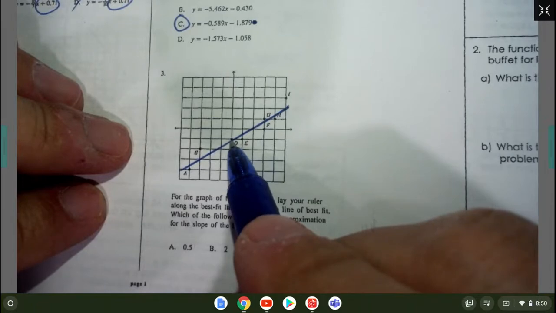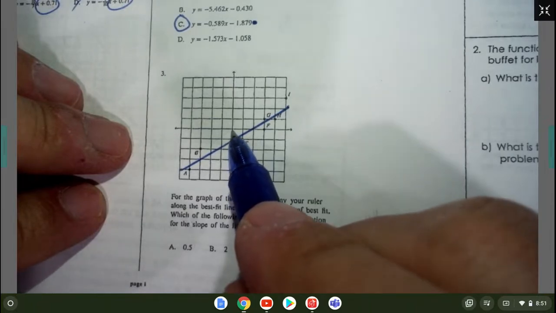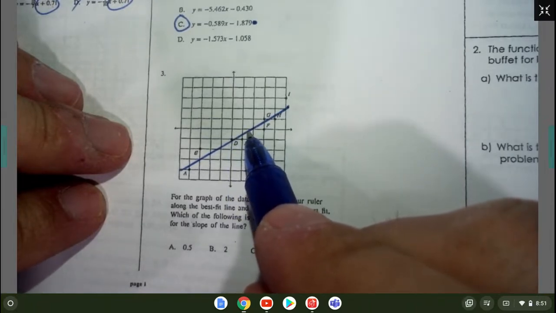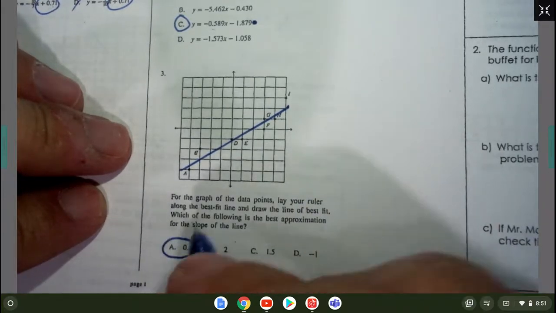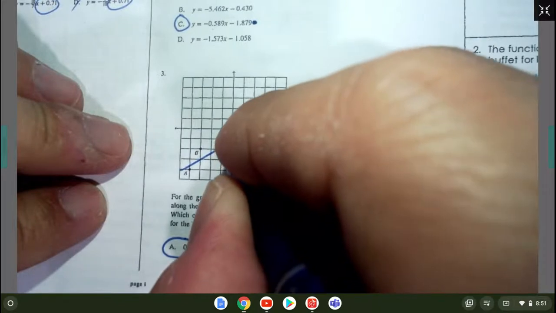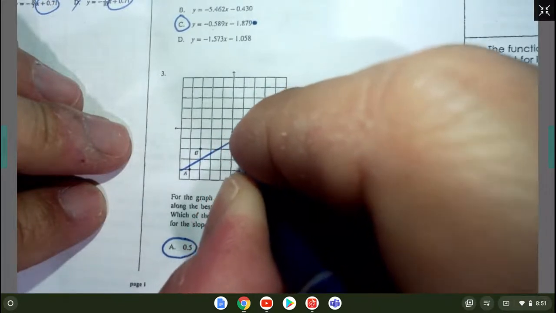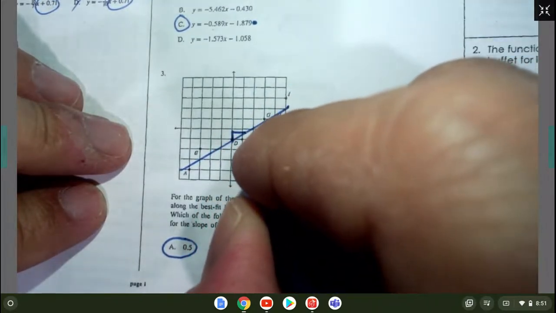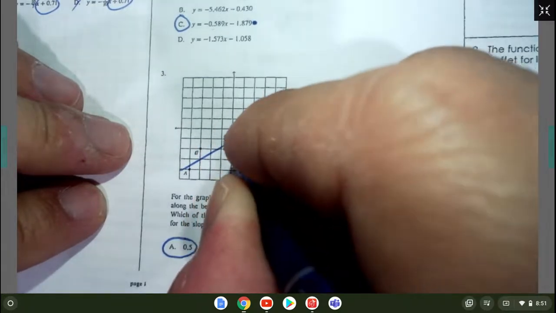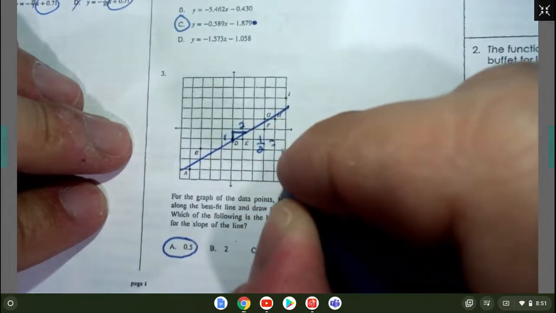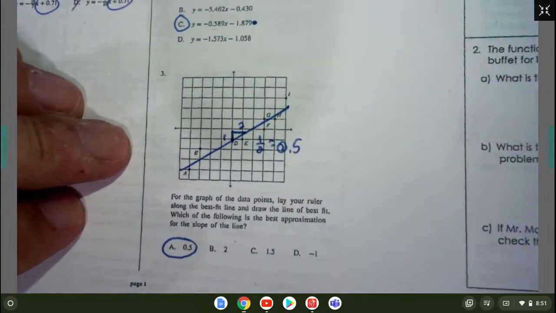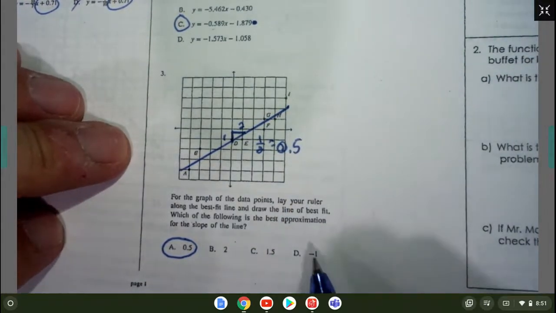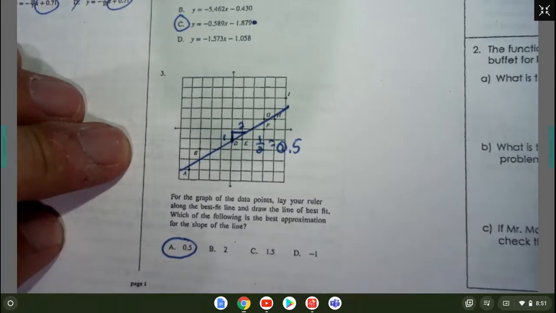So it looks to me like I'm going up. If I go up 1, I'm going right almost 2. All right. So I would say the closest one there is 1/2 or 0.5. This right here is up 1 and right about 2. All right. So that's 1, that's 2. 1 over 2 is 0.5. I think that's our best approximation for our slope. Definitely not -1. It's definitely not negative, right? It's got to be positive.